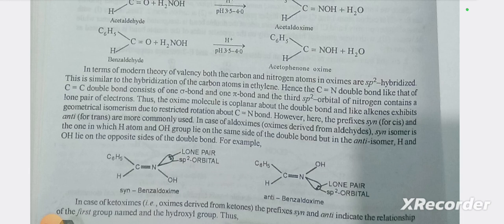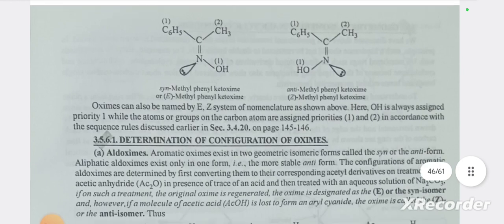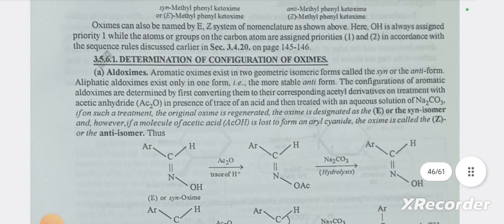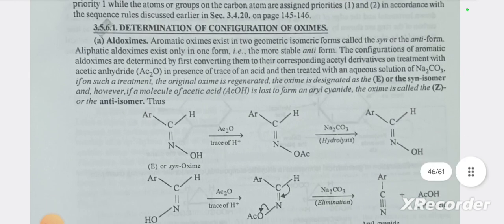However, here the prefixes syn for cis and anti for trans are commonly used in the case of aldoximes, the oximes derived from aldehydes. The syn isomer is the one in which the hydrogen atom and OH group lie on the same side of the double bond, but in the anti isomer, hydrogen and OH lie on opposite sides of the double bond. Determination of configuration of oximes. Aldoximes: aromatic aldoximes exist in two geometric isomeric forms called the syn and anti forms. Aliphatic aldoximes exist only in one form, the more stable anti form.